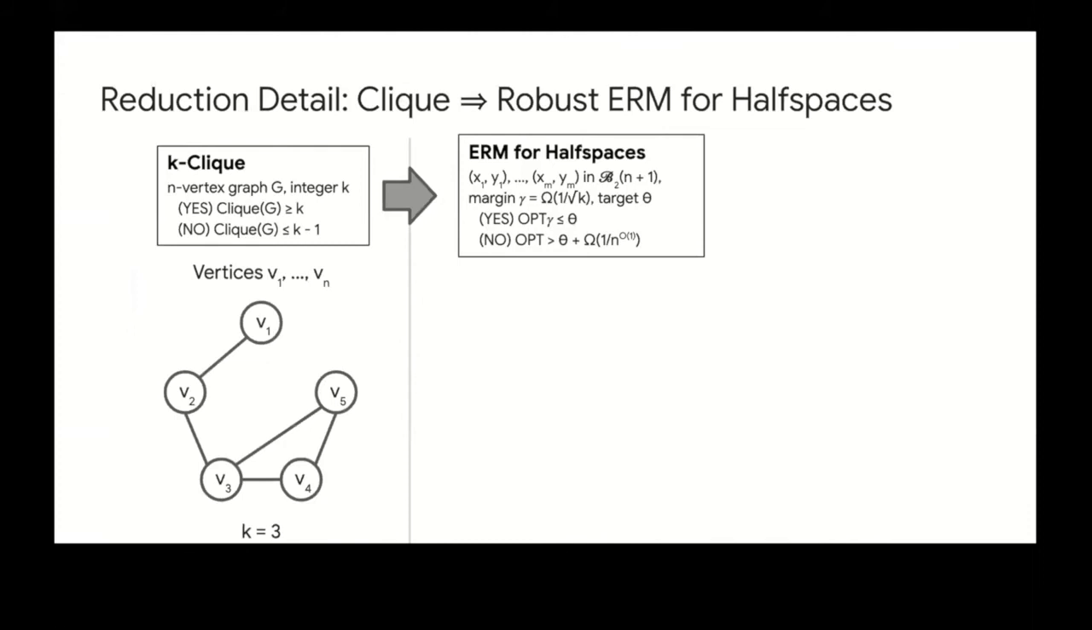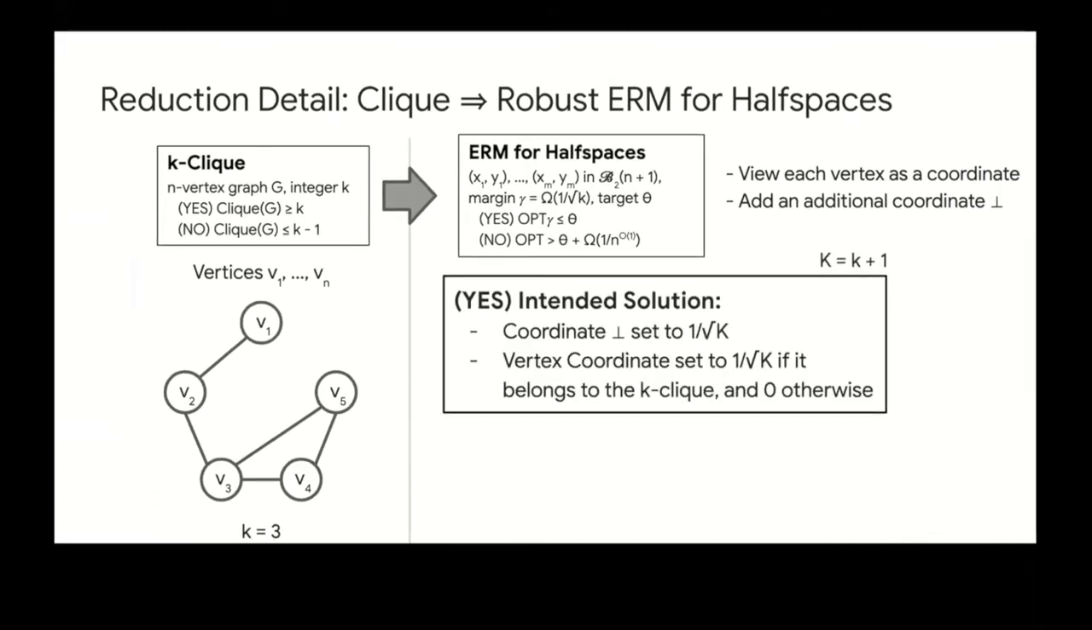So we will reduce from the k-clique problem. So let's say the vertices we want to be in here. So we will have d equals n plus 1 coordinates, where we view each vertex as one coordinate. And we also add an additional coordinate, which I call null.